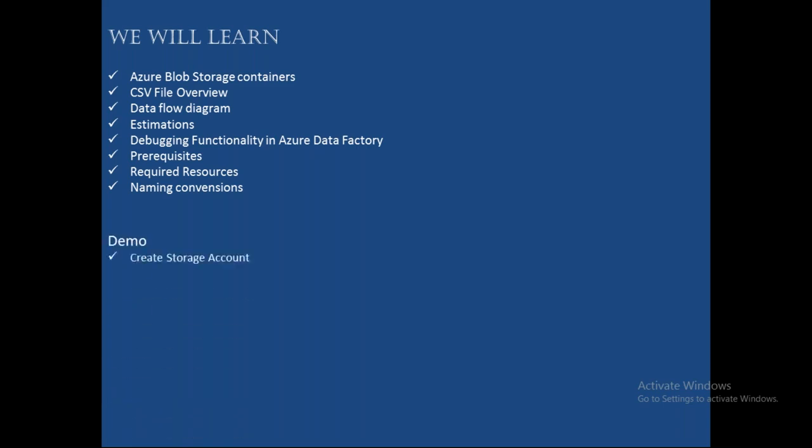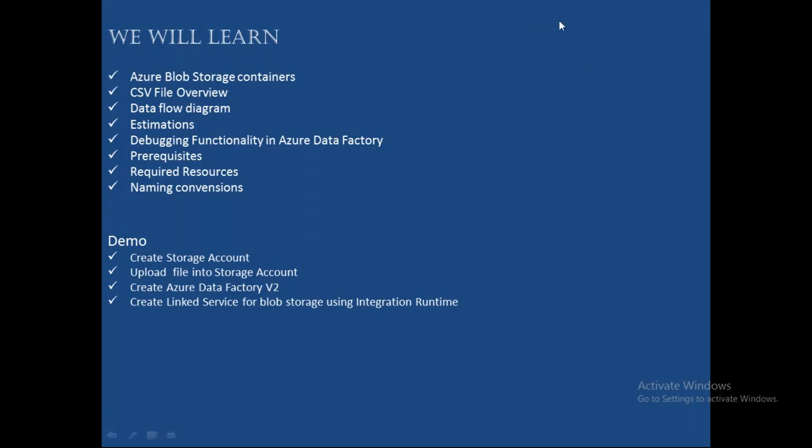With respect to demo, today we will see how you can create the storage account, how you can upload file into the storage account. Then once we have file in the storage account, we can create the Azure Data Factory v2. Then we can create the linked service for blob storage using integration runtime. So now I am talking about blob to blob. Both are in cloud or on premise? Both are in cloud. Can anybody tell me what kind of integration runtime we need to use to move the data from blob to blob? Azure. Very good. So we are going to use the Azure integration runtime.